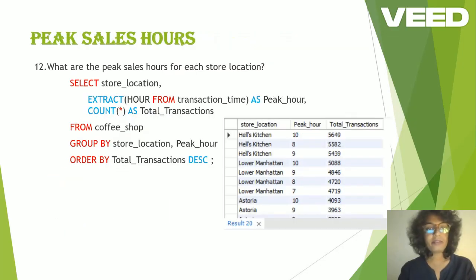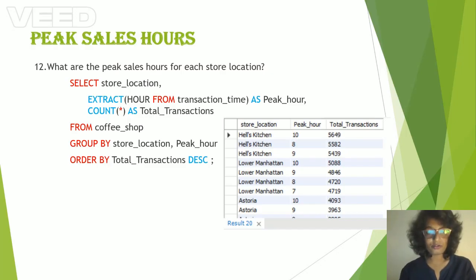Question number 12. What are the peak sales hours for each store location? To find peak sales hours, we have to extract the hour from the transaction time to determine when sales occur, and count all the transactions for each store location at each hour. By analyzing the output, we got that most of the locations have peak sales hour at 10 a.m. 10 a.m. got the highest transactions at almost all the store locations.